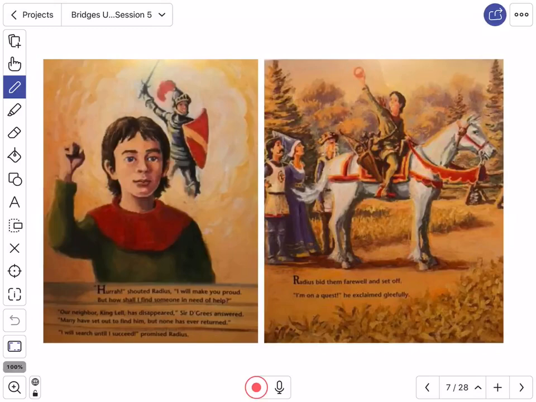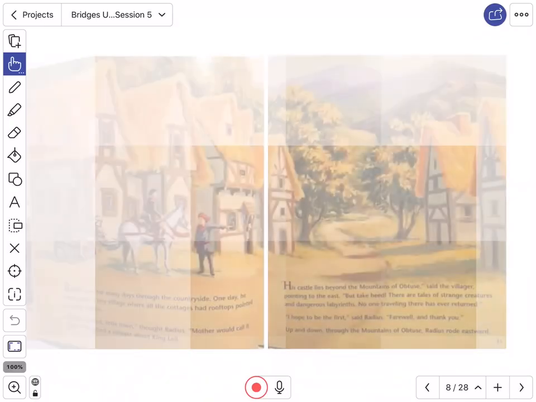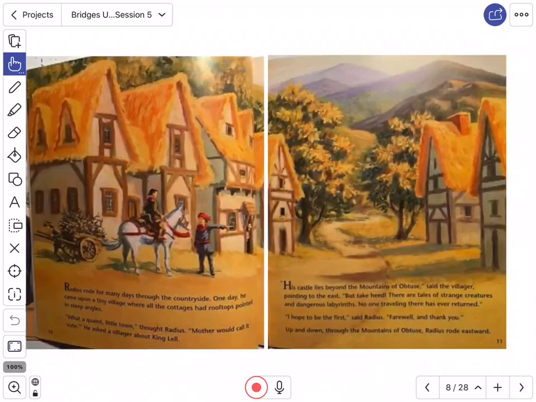"Hurrah!" said Radius. "I will make you proud. But how shall I find someone in need of help?" "Our neighbor King Lel has disappeared," Sir Degrees answered. "Many have set out to find him, but none has ever returned." "I will search until I succeed," promised Radius. Radius bid them farewell and set off. "I am on a quest," he exclaimed gleefully.